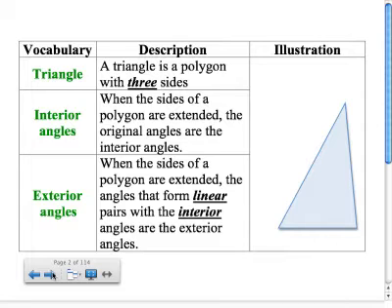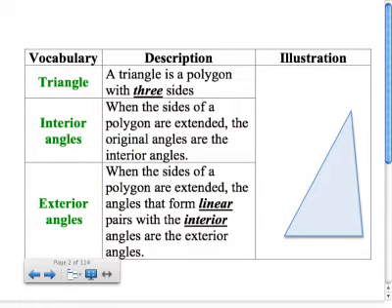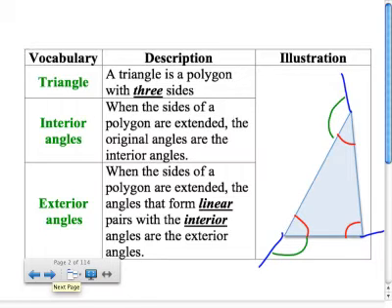The interior angles of a triangle are the ones on the inside of the figure, and the exterior angles are angles that are formed when you extend the sides of the triangle. So in other words, if I extend this one out here, and then extend this one here, and that one there, then these angles, the ones that form a linear pair with the red angles, are your exterior angles of the triangle. We don't really work with exterior angles a ton, but there they are nonetheless.